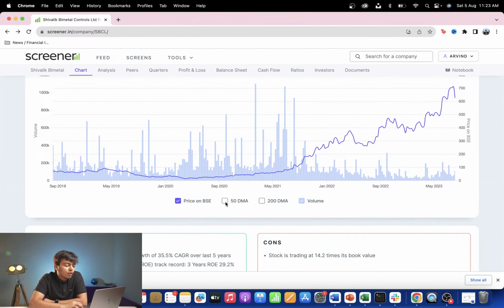By the way, those who want to give some technical touch to this can also add the 50-day moving average and the 200-day moving average to this. Again, you can compare the current prices with the moving averages and see how prices are turning out. So that is there, and you already have the volume charts here. Alright, so that is something that you can look at.